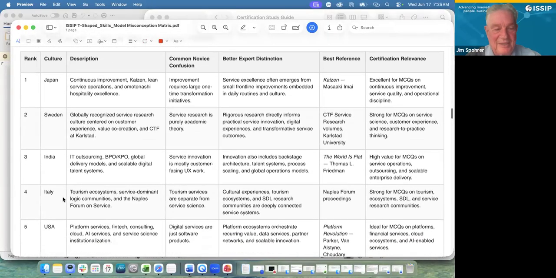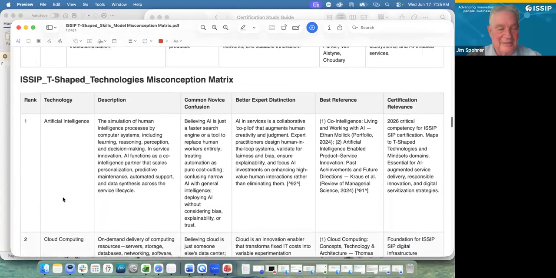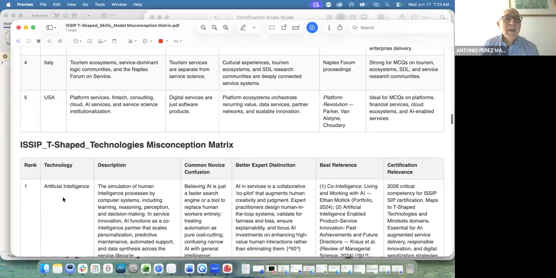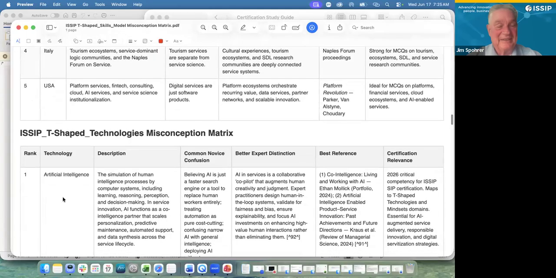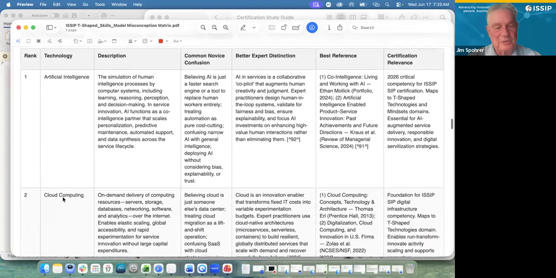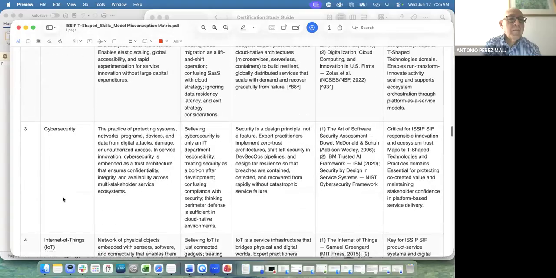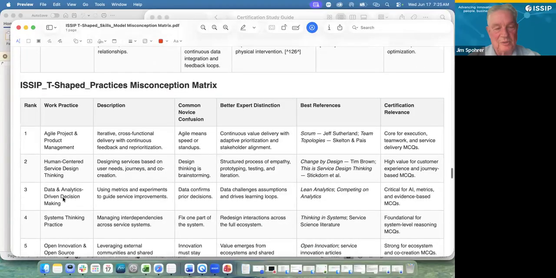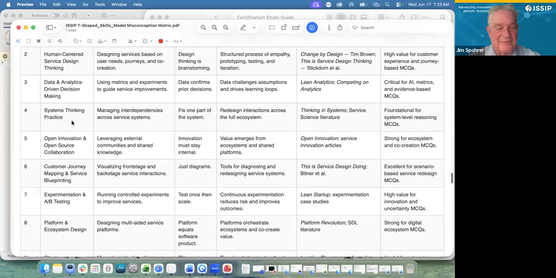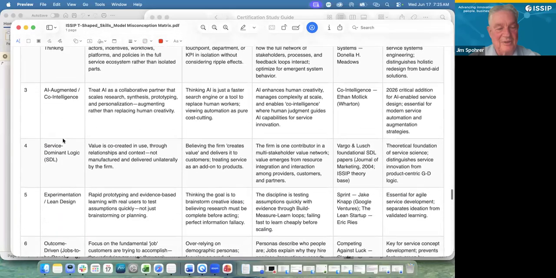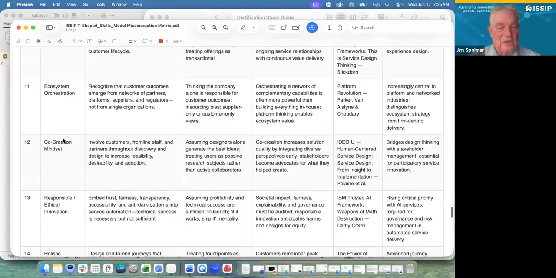And then, when we think about cultures, there's service innovation in Japan and Sweden, the US, Italy, Colombia. I should have Colombia for you, Antonio. Venezuela. Oh, sorry. And then we have technologies: AI, cloud, cybersecurity, Internet of Things. And then when we get to the work practices, there's agile, data science, systems thinking. Mindsets. You've already done a great job with those, but there's all these different mindsets, including the co-intelligence one that you had there.